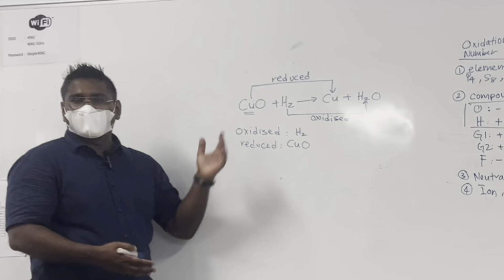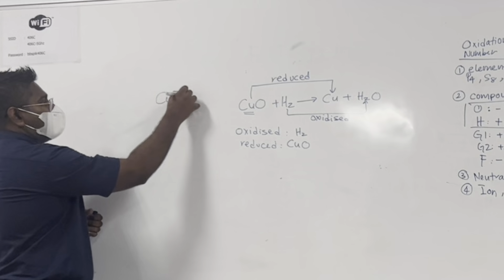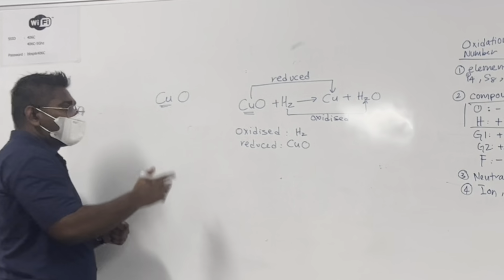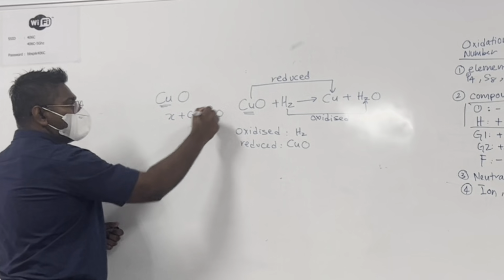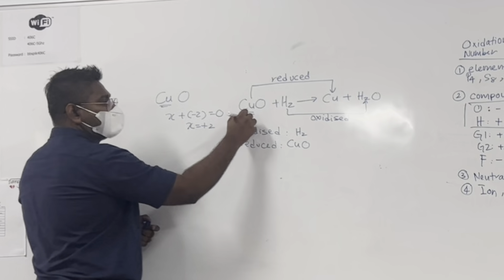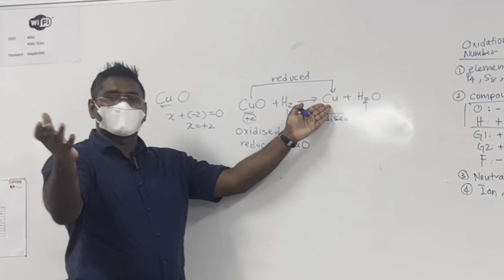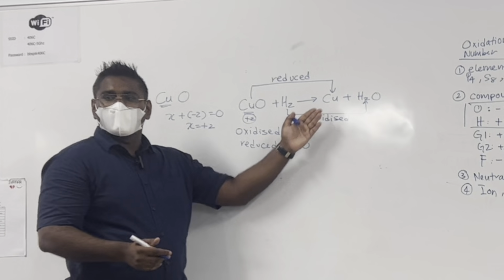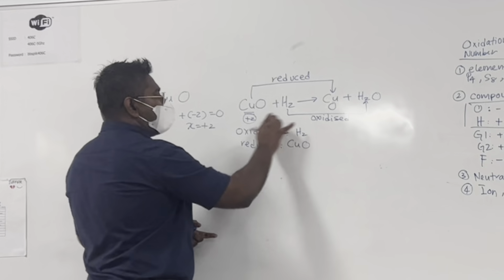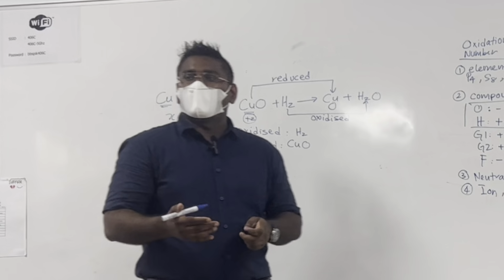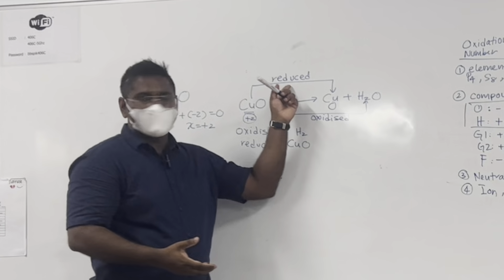So if you are using oxidation number, find the oxidation number of copper in copper oxide. So copper, put X, this is -2, equals to 0, X equals to +2. So this is +2. And copper, what is the oxidation number, Nicholas? 0, yeah? Element is always 0. So you have +2 to become 0, the oxidation number is going to be decreased. So therefore it's reduced, which is the same.